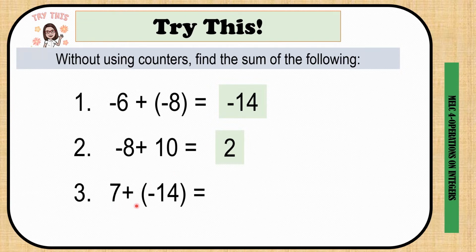For number 3, you have 7 and -14. They have different signs. Just subtract 14 minus 7, that will give you 7. But then remember, what is our greater absolute value here? That is 14, which is negative. That's why your answer is -7. I hope it helps everyone. Okay, good job. I know you got 3 points for this given.